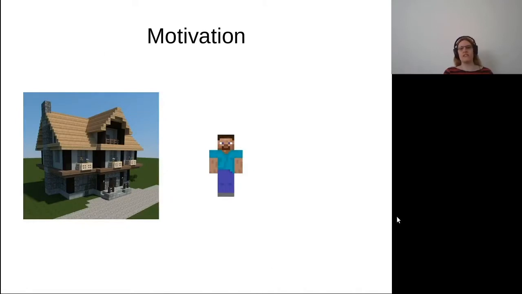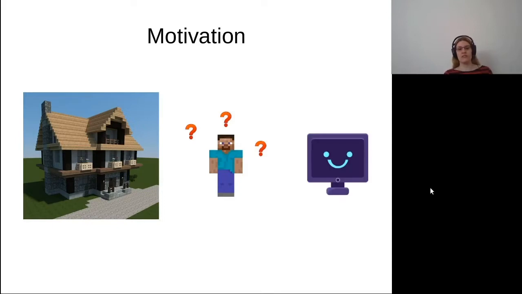This here is Steve. Steve very much wants to have such a nice house here, but Steve is not intelligent enough to build this house by himself. That's where we come in. We want to explain to Steve how to build such a wonderful house.